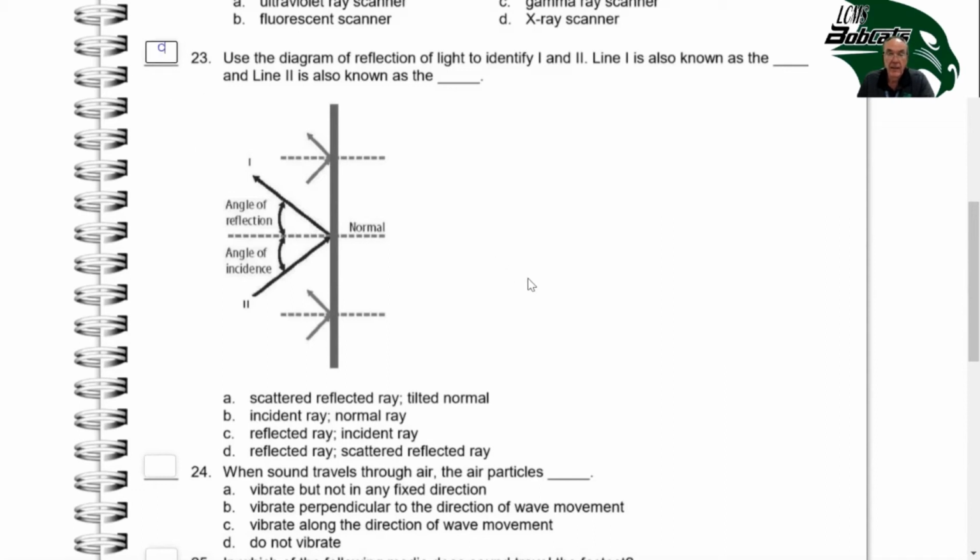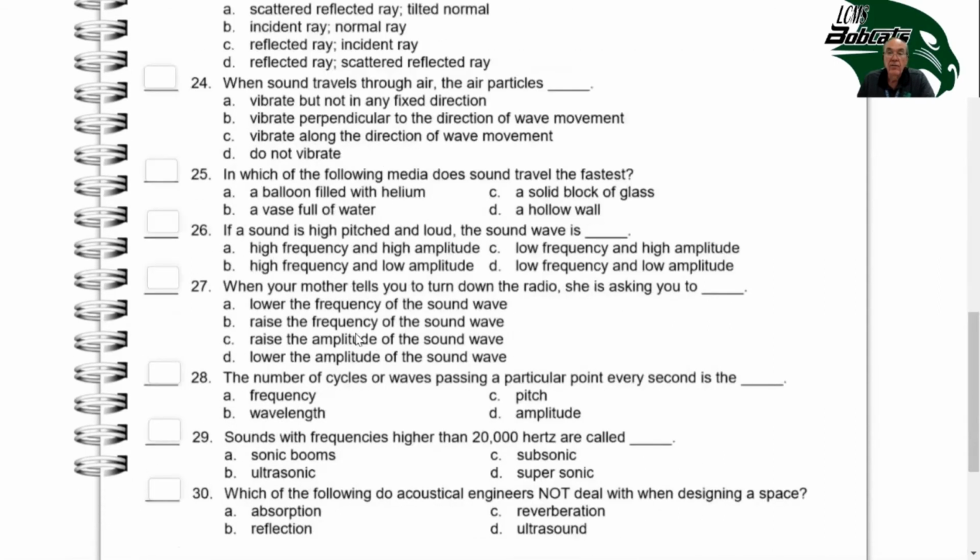So it's C. When sound travels through air, the air particles vibrate parallel. Remember we said in a compressional wave, the particles move parallel to the direction of the wave. Vibrate, but not in any fixed direction, is not true. Perpendicular to the direction of the wave movement is a transverse wave. Vibrate along the direction of the movement of the wave is the same as parallel, and do not vibrate is wrong. So this is C.